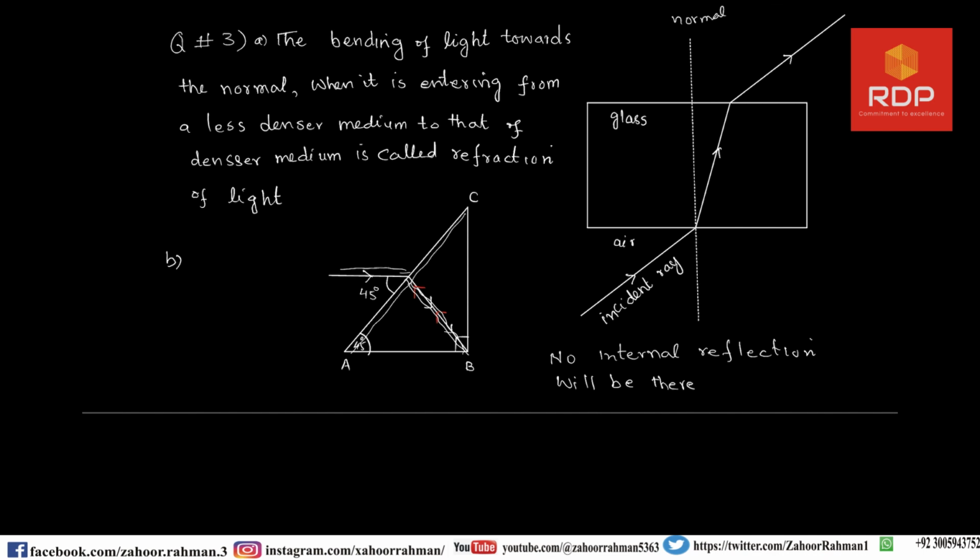If it was like this, it could come like this, and then it will go out just like we studied in one of the examples. So in this particular case, there is no internal reflection.